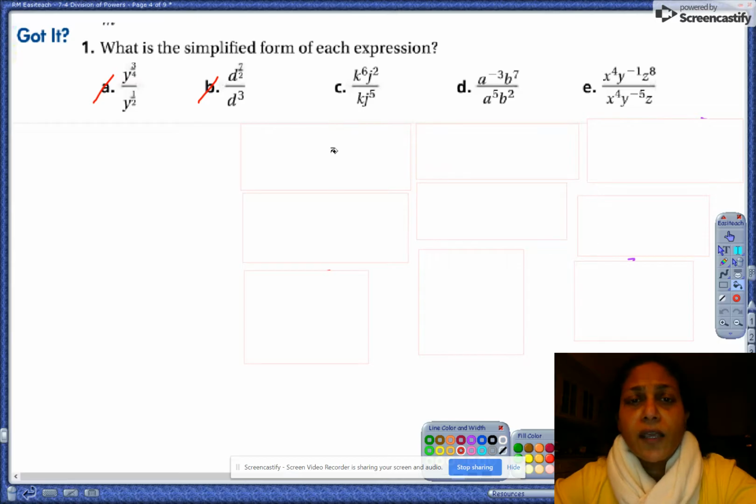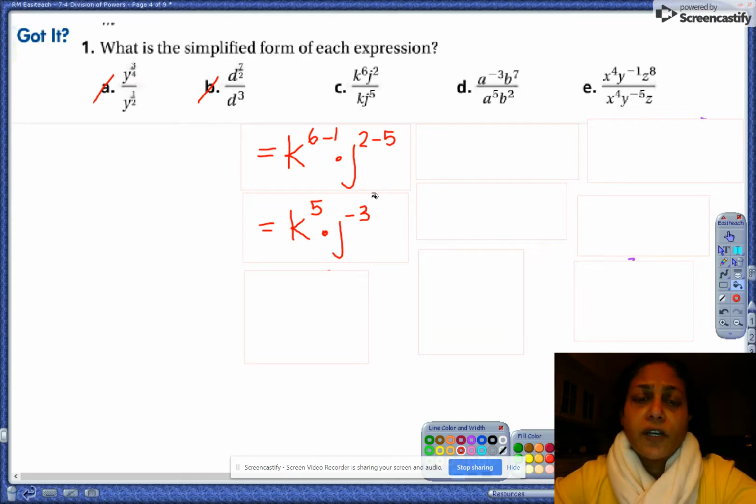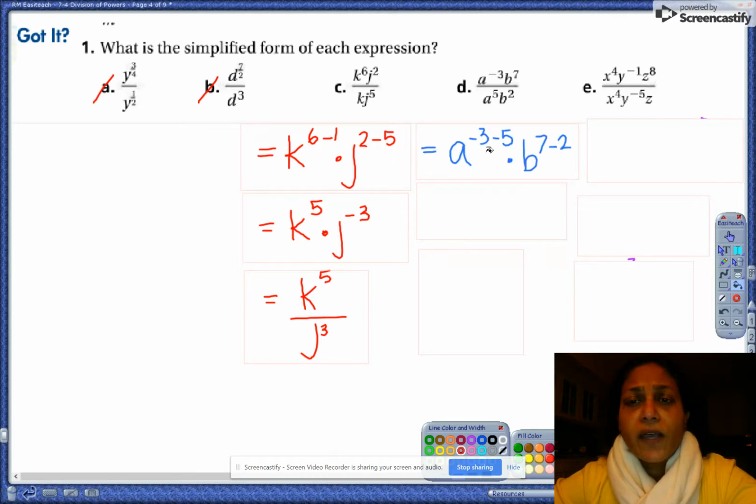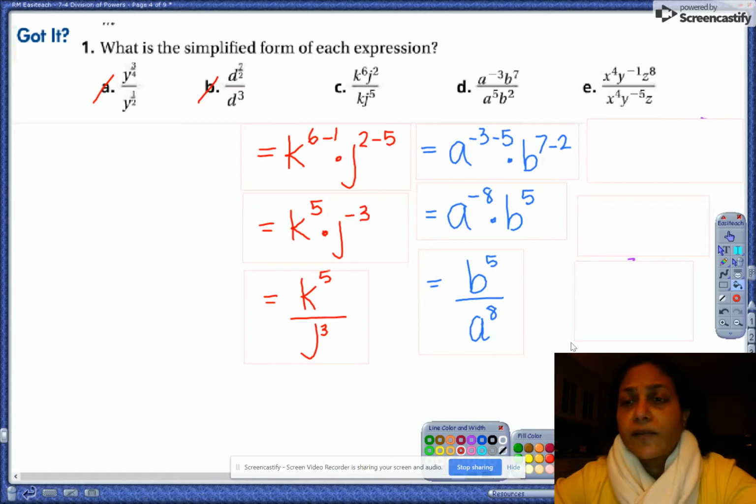So it turns out k is going to be 6 minus 1 and j is going to be 2 minus 5, which if you simplify becomes k to the fifth and j to the negative third. You cannot leave your answer with a negative exponent, so the j goes to the denominator and that's your final answer. In the second one, in D, it's going to be negative 3 minus 5 for A and 7 minus 2 for B. So it becomes A to the negative eighth and B to the fifth. Again, the A has to go in the denominator so that the exponent becomes positive.